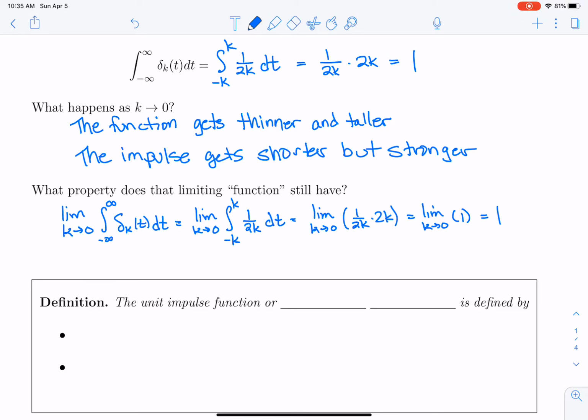Well, we're going to give that limiting function a name. It's the unit impulse function, or delta function. And it's defined by two properties. Now, the first property is that delta of t, okay, which is going to be 0 for t not equal to 0.